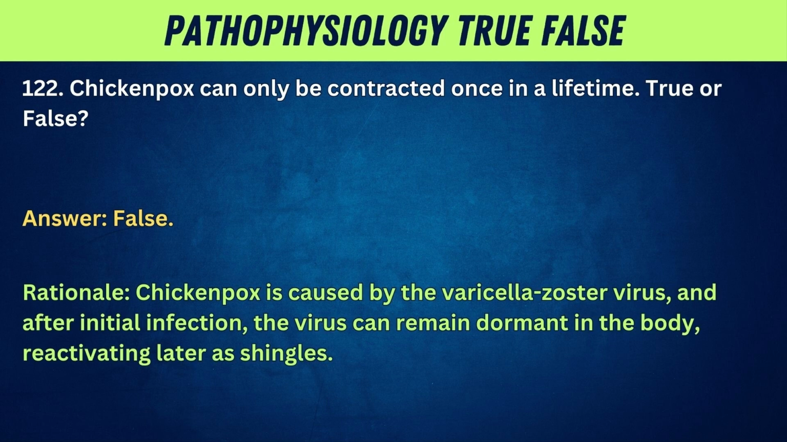122. Chickenpox can only be contracted once in a lifetime. True or false? Answer: false. Rationale: chickenpox is caused by the varicella zoster virus, and after initial infection, the virus can remain dormant in the body, reactivating later as shingles.